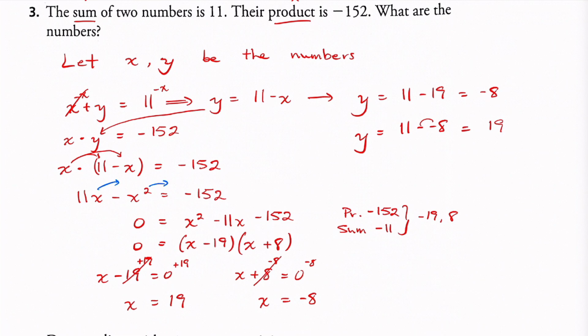So now notice the numbers I got, negative 8 and 19. Those pair with these, but they give me the same solution. This one says 19, and then it gave out negative 8. This one said negative 8, and then it spit out the other answer, 19. So they give me the same two answers. My answer is negative 8 and 19.